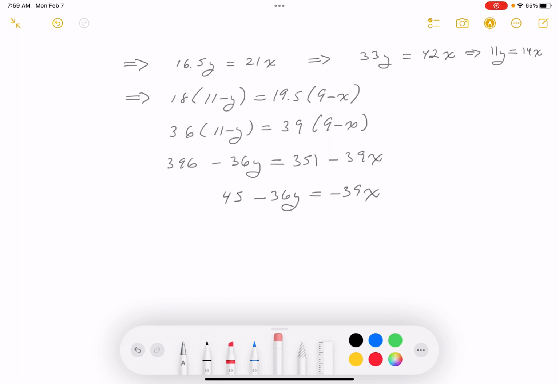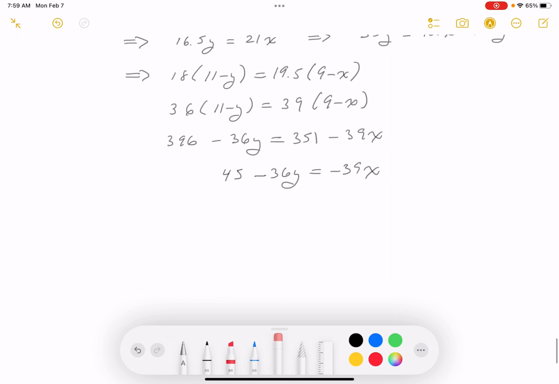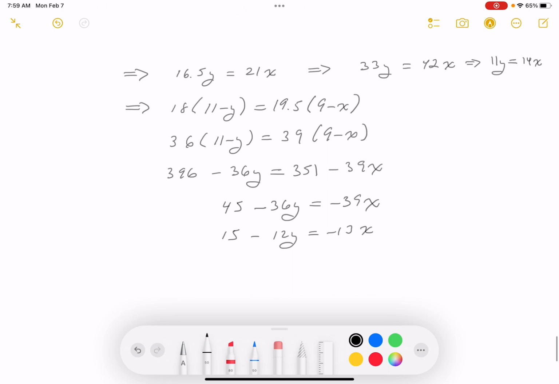And I'm noticing something about this as well, that it's also divisible by 3. So I'm going to divide both sides by 3, just to make it easier for me. What do you get? 15 minus 12y is equal to minus 13x. Well, you know what I'm going to do now? I got something here, don't I? I'm going to use this now to eliminate one of those letters.